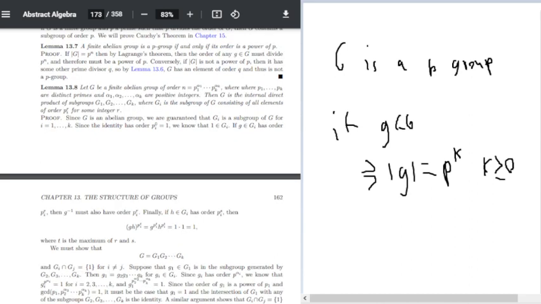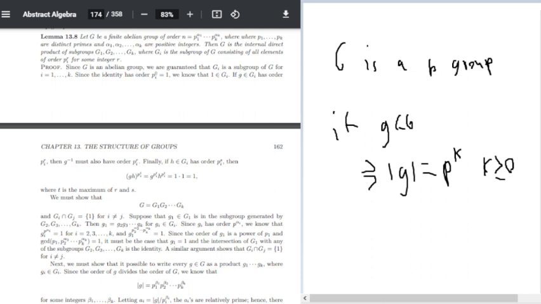Lemma 13.8. Let G be a finite abelian group of order n equals p1^a1 all the way to pk^ak, where p1 all the way up to pk are distinct primes, and a1, a2, all the way up to ak are positive integers. Then G is the internal direct product of subgroups G1, G2, all the way up to Gk, where Gi is the subgroup of G consisting of all elements of order pi^r for some integer r. Alright, this is where we're getting to the good stuff.